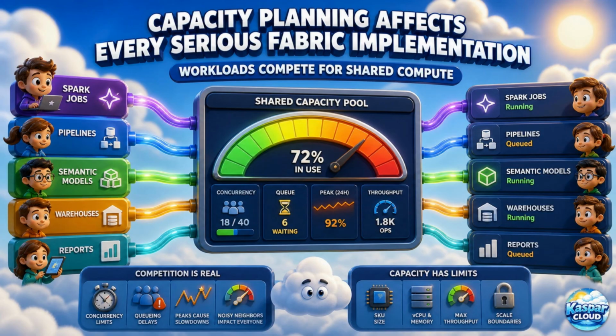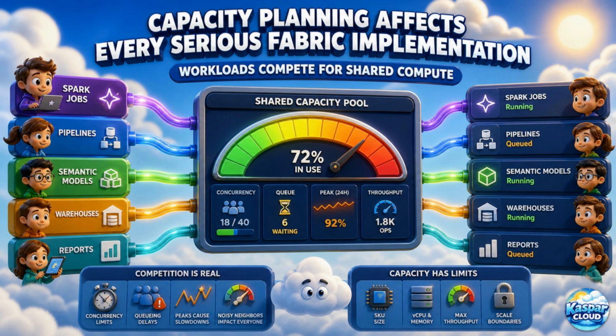Capacity planning affects every serious Fabric implementation. Capacity represents the shared compute resource that powers Fabric workloads, which means Spark jobs, pipelines, semantic models, warehouses, reports, and other services may compete for the same underlying resources. Teams should understand workload concurrency, queuing behavior, refresh schedules, peak usage periods, and skew limitations. A solution that performs well for a single developer or demonstration workload may fail under real enterprise scale usage when many workloads run simultaneously. Production architectures should always be validated under realistic operational load conditions rather than only in small scale test scenarios.